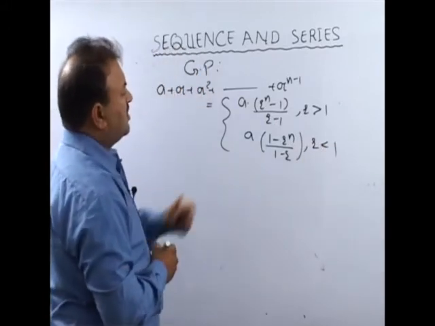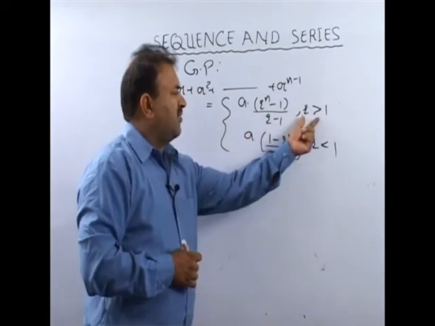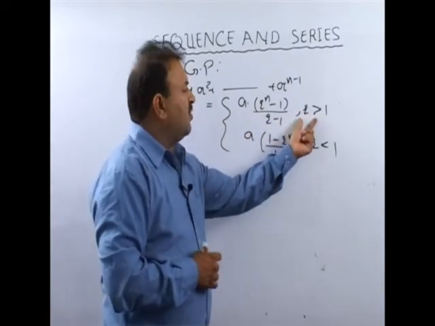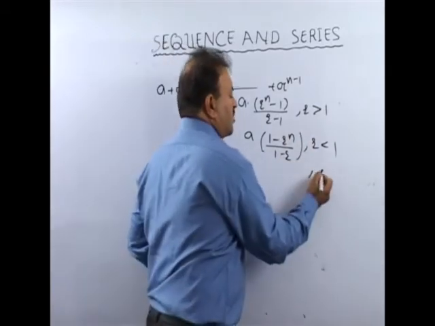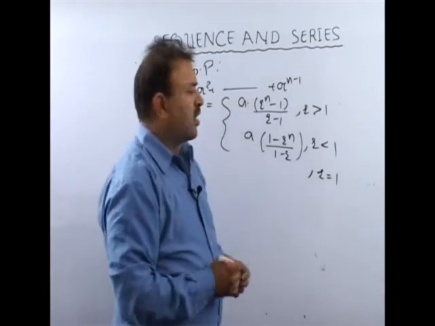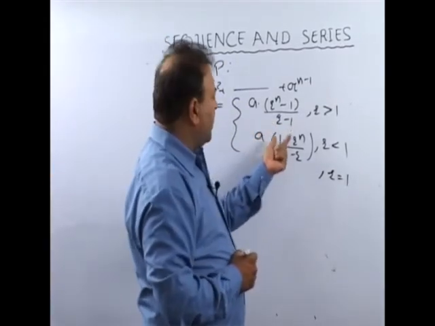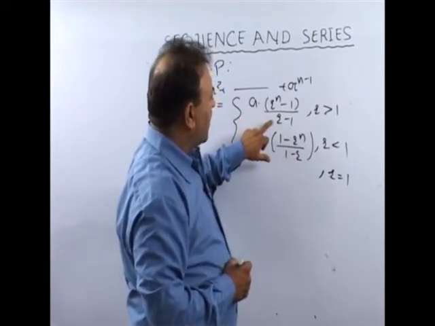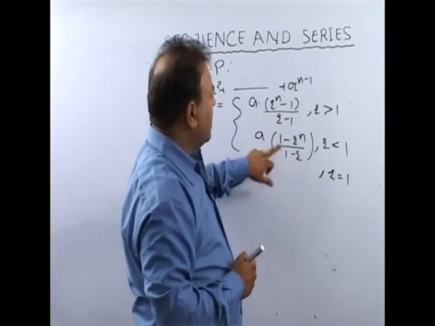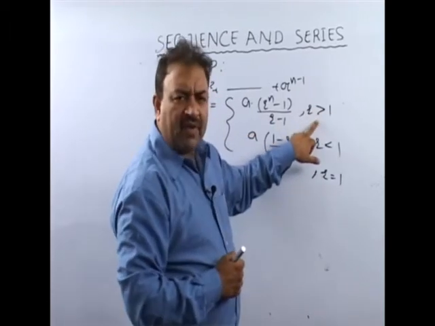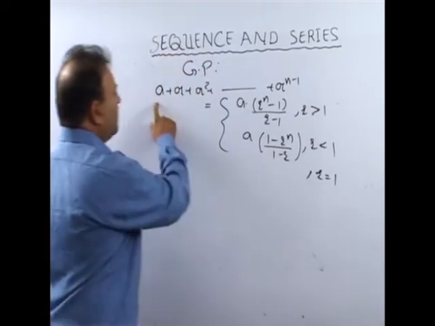Now this formula is to be applied when the value of R is greater than 1, and this one when R is less than 1. One simple question arises: if R is 1, then what? We don't put R equal to 1 in either of these. Normally students substitute R equal to 1 here or here, but we won't do that, because this is true for R greater than 1, and this is true for R less than 1. We put the value of R in the series directly.